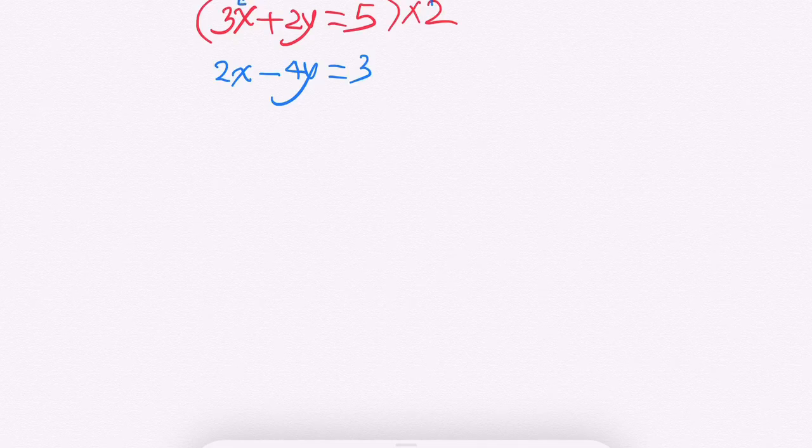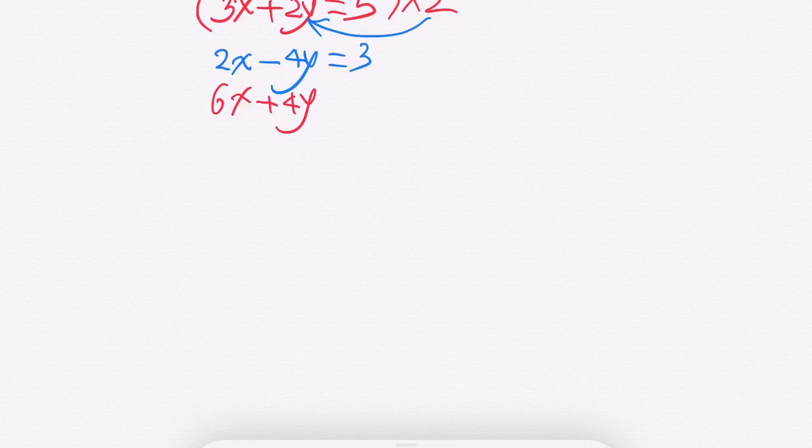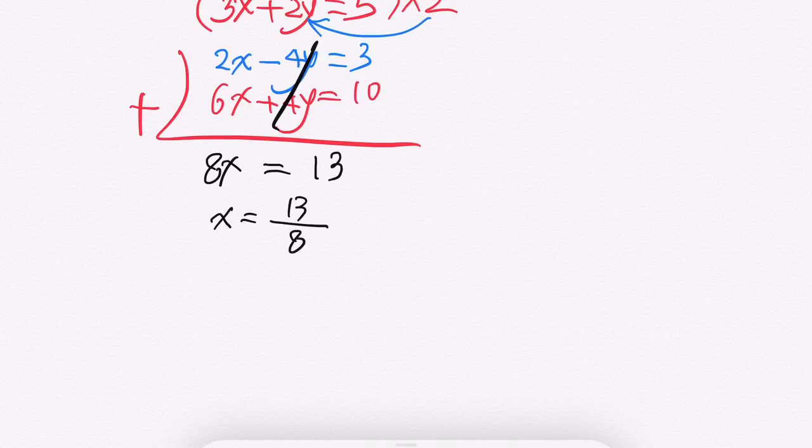2 times 3x will be 6x, and then 2 times 2y is going to be plus 4y. And then 2 times 5 equals 10. Then subtract or add to eliminate one variable. In this case, just add them because negative 4y plus positive 4y will be 0. So what is 2x plus 6x, which is 8x? And then that is 0. Then 3 plus 10 is 13. So x equals 13 over 8.